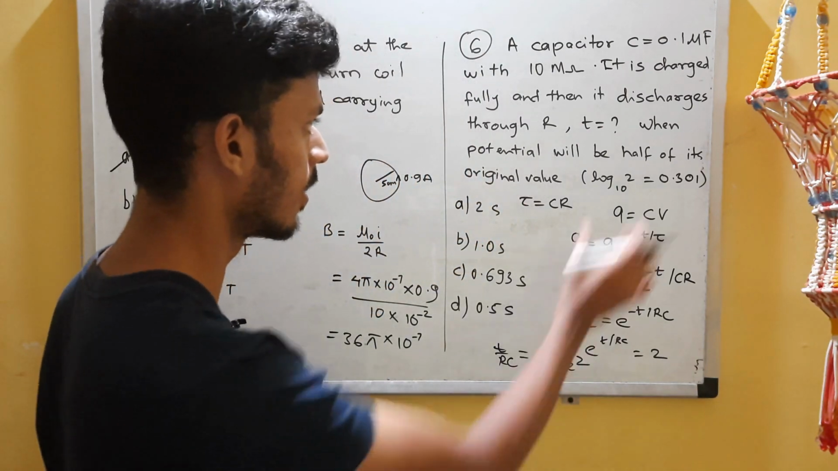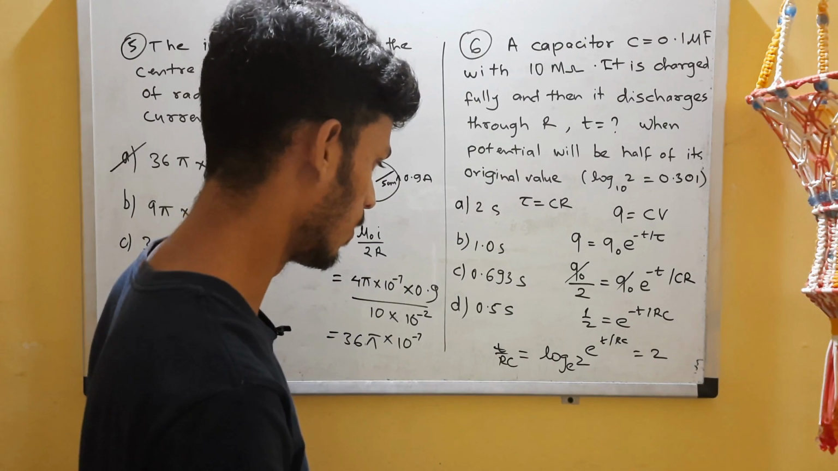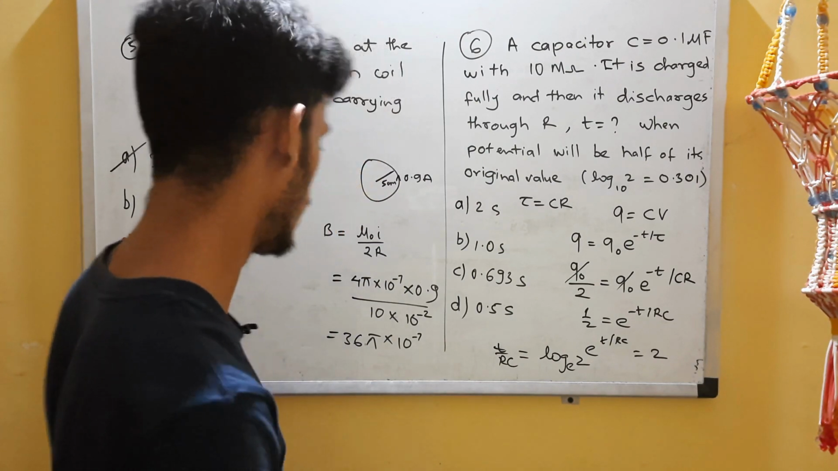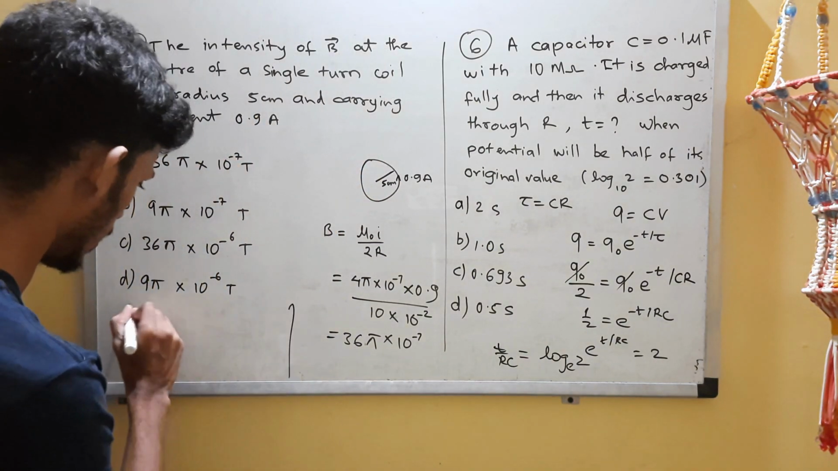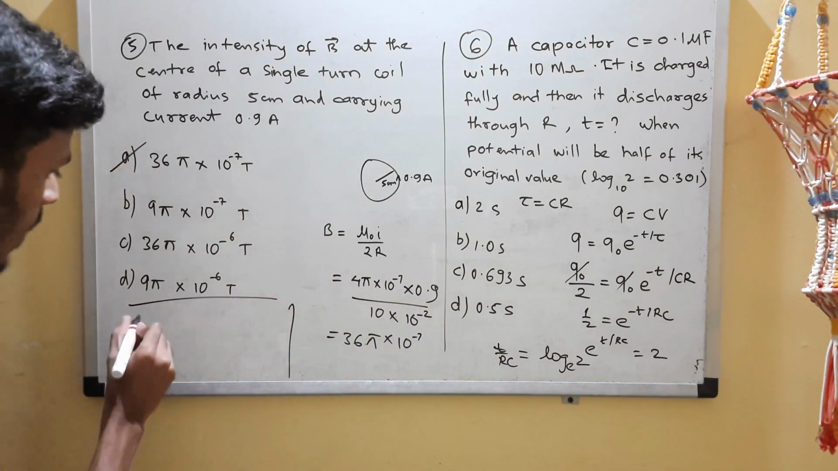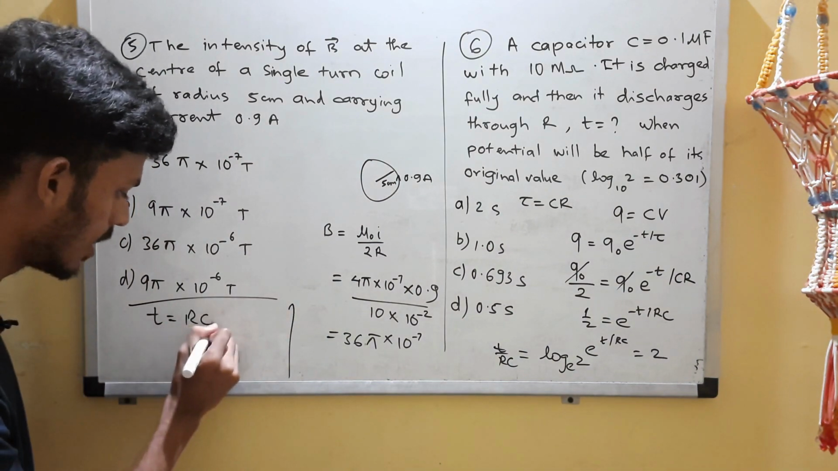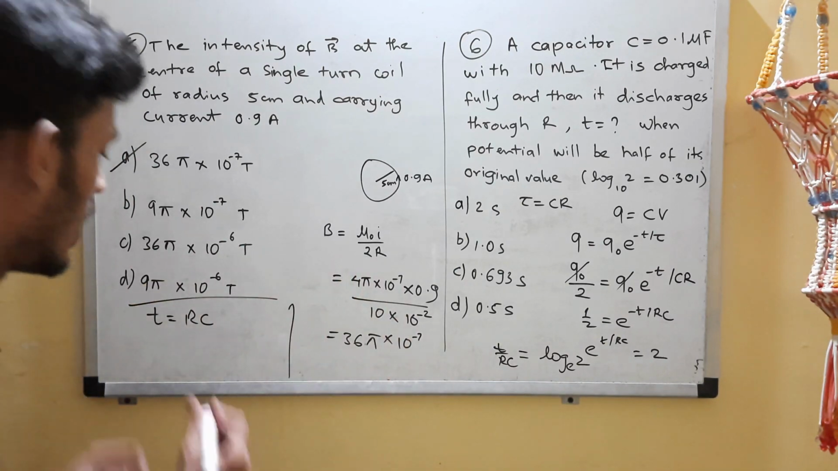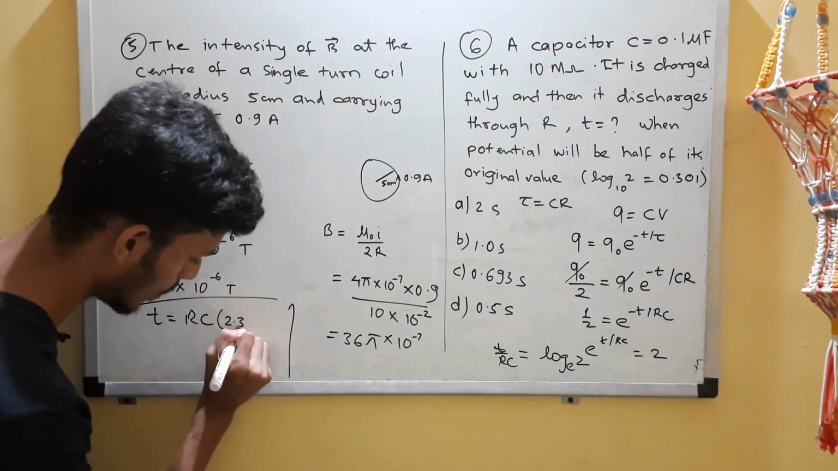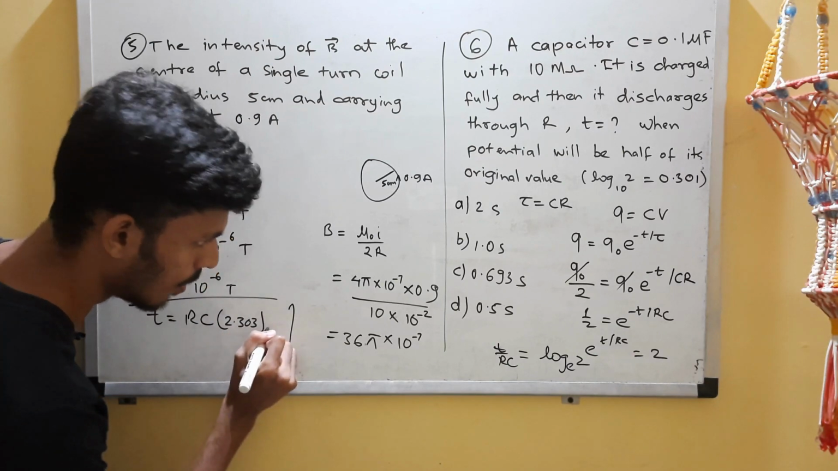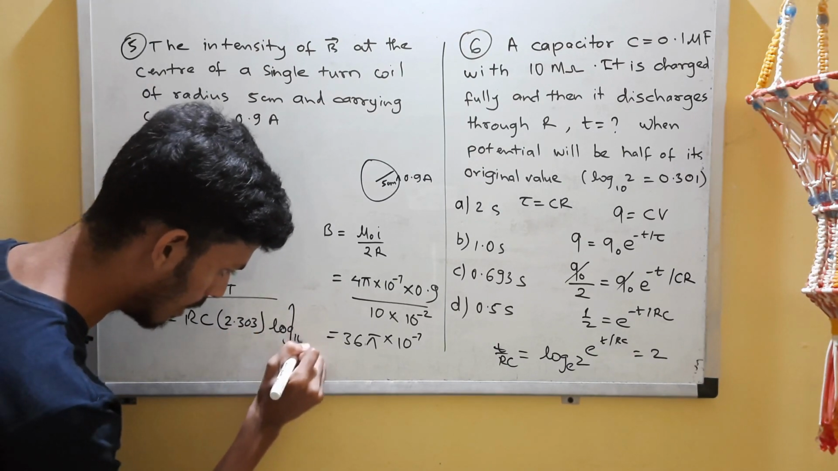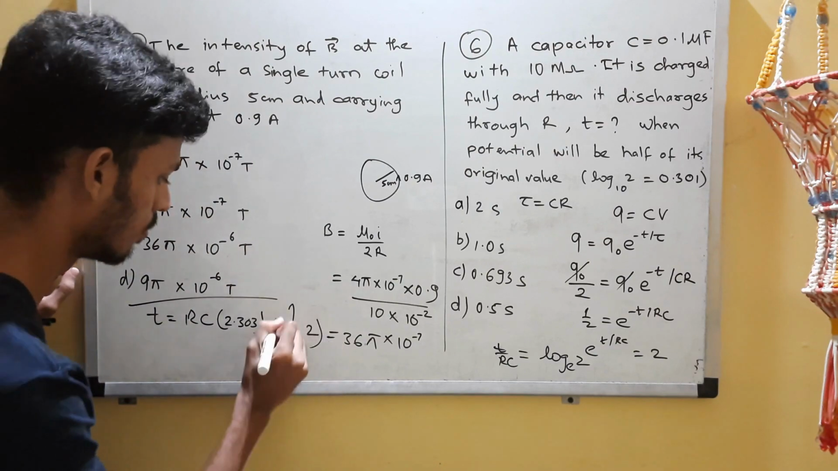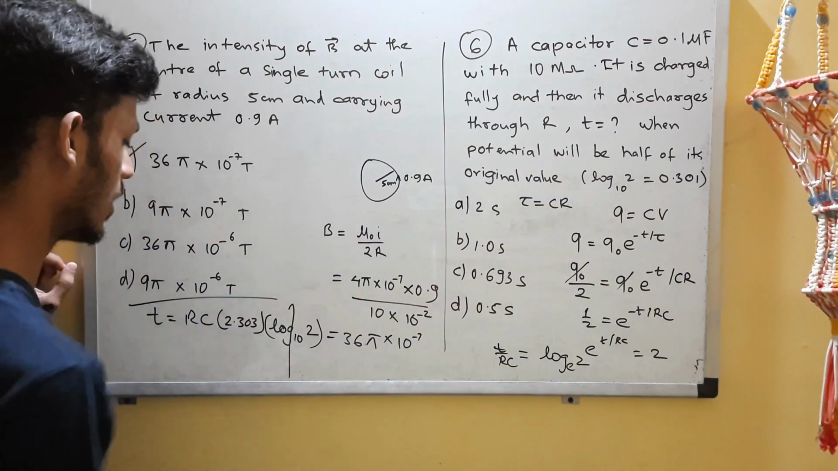We are given some data also over here. Now let's solve it further. The time we have to find will be RC into log e. Log e can be converted to log to the base 10 by multiplying 2.303, right? And this into log to the base 10 of 2, which we know the value of. It's given in the question.